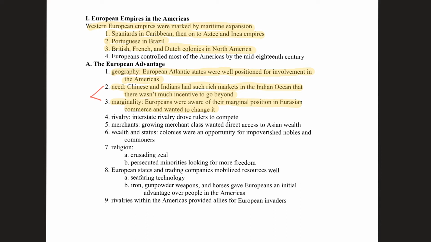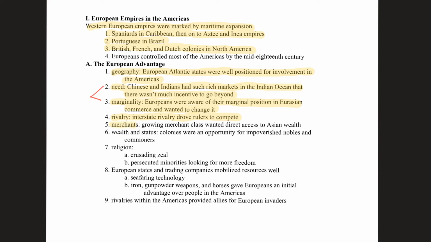Other things that are going to be motivating here, obviously, is rivalry. We have interstate rivalry driving rulers to compete. Again, there's this constant desire for the European countries to be better than their next door neighbor. And if they can discover a new world and sort of rape and pillage and take advantage of that new world, and their neighbors don't have that same experience, well, then they're going to have things that their neighbor just doesn't have. They're going to have wealth. They're going to have land, which is a big deal because, like I told you guys before, land equals power and land equals wealth. So the more you have of it, the better off you are.